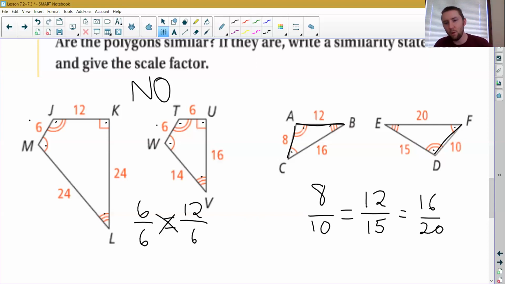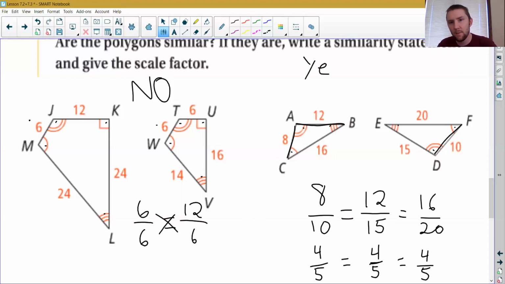Because 8 and 10 can both be divided by 2, and we get 4/5. 12 and 15 can both be divided by 3, and we get 4/5. And then 16 and 20 can both be divided by 4. 16 divided by 4 is 4. 20 divided by 4 is 5. So we get 4/5. Okay, so what do you notice about these 3 ratios? They're all the same. So I'm going to say yes for this one.